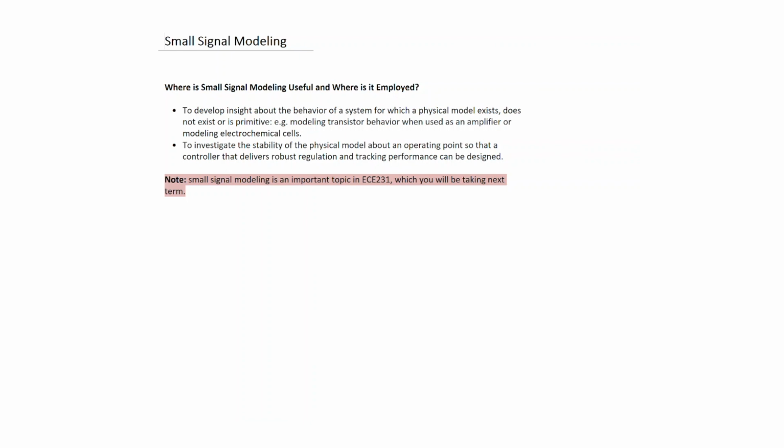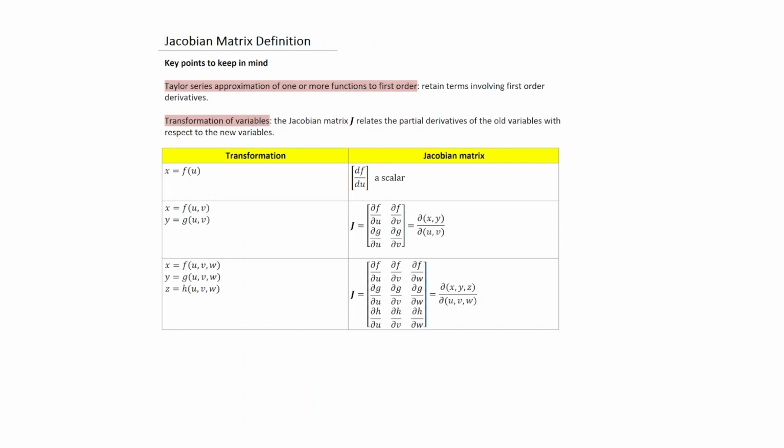On the other end, we may want to investigate the stability of a physical model about an operating point so that a controller that delivers robust regulation and tracking performance can be designed. Just to make a note here that small signal modeling is an important topic in ECE 231, which you'll be taking next term. All right, so the first thing is to define what we call a Jacobian matrix, which we'll be using extensively throughout the course.